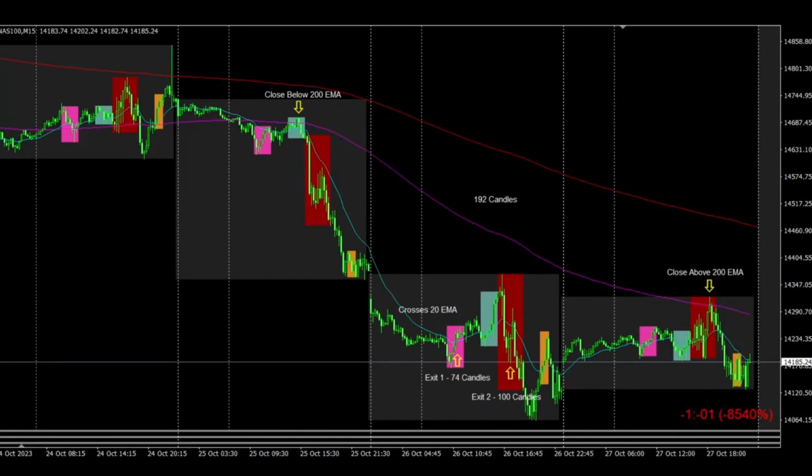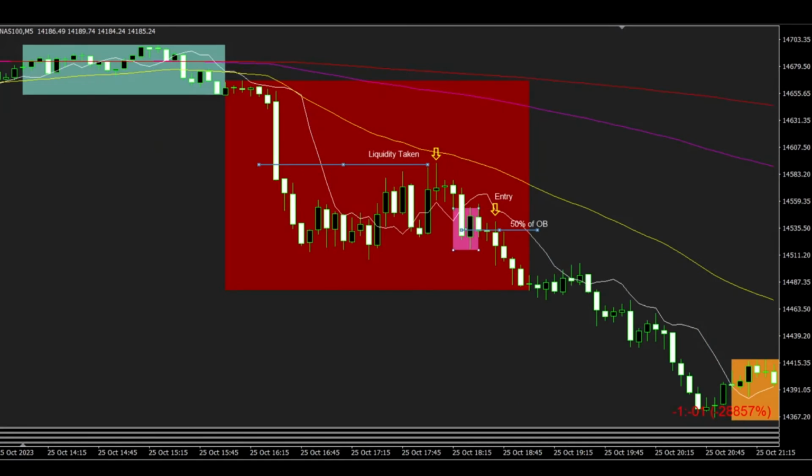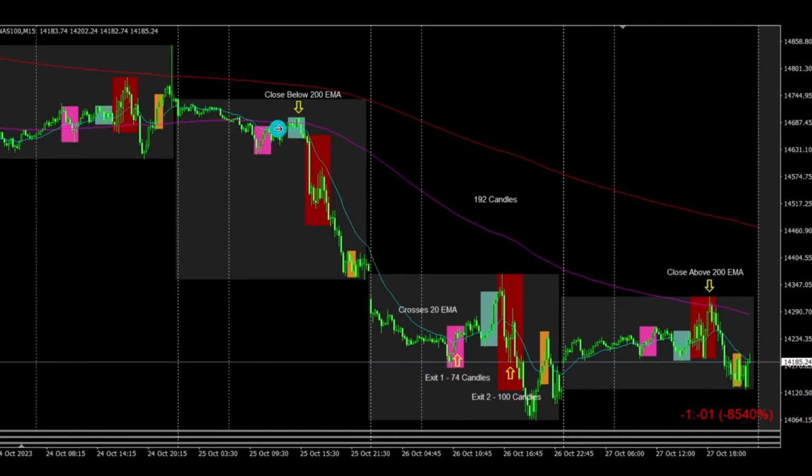The whole distance between the start of the move and the end, where price closed back above the 200 EMA, was 192 candles. In this example, this is your ICT entry. If we go back to our original diagram, this entry right here happens on the 5-minute right here.